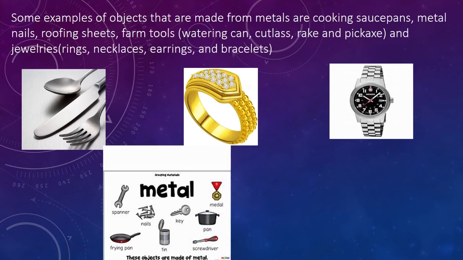Look at the pictures on your screen. So you can see a cutlery set, which is made from metals. You have a beautiful ring there, which is made from a metal. You also have a beautiful wristwatch, also made from metals. And then there's a smaller picture. You can see a key, you can see a tin, you can see a screwdriver, a pan, a medal. So all these items are made from metals.